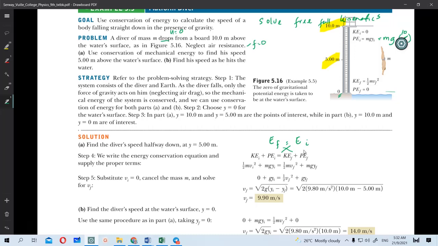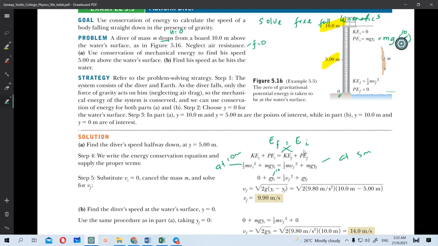So dalam kes ini, initial are given as at 10 meter. And here is at 5 meter. Okay, tengok. So, at 10 meter, the energy yang nampak adalah only mg y saja. Y ni adalah 10. Kinetic adalah 0.